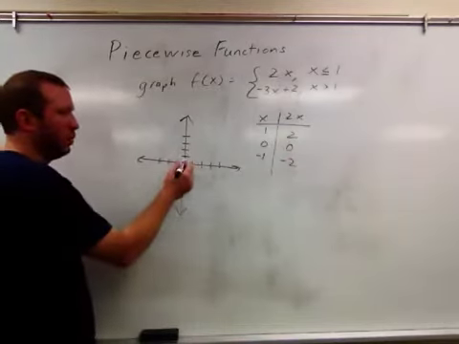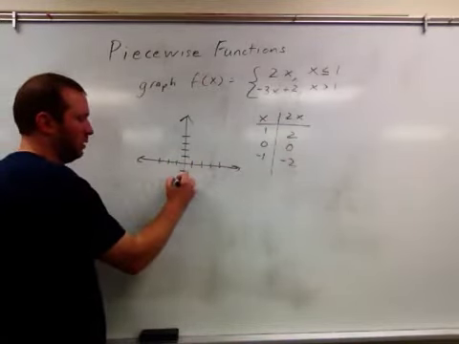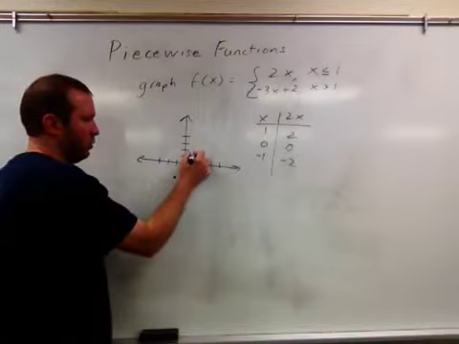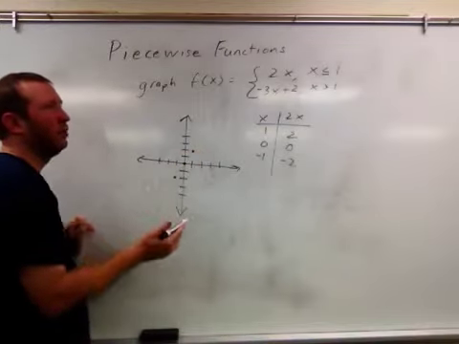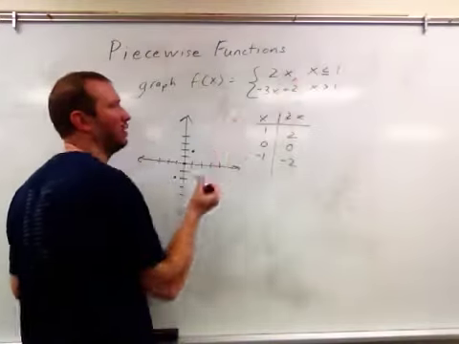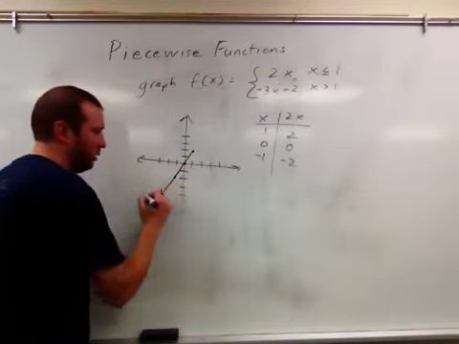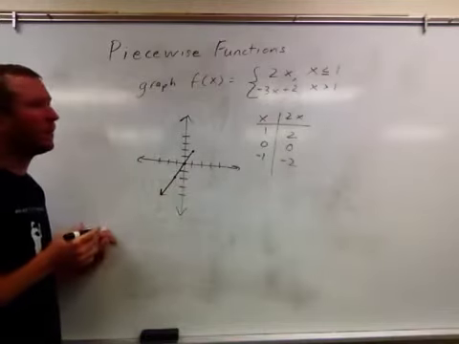So I'm going to plot those points. Negative 1, negative 2; 0, 0; 1, 2. And again, the graph only exists for x values less than or equal to 1. So my graph is going to be something like that.